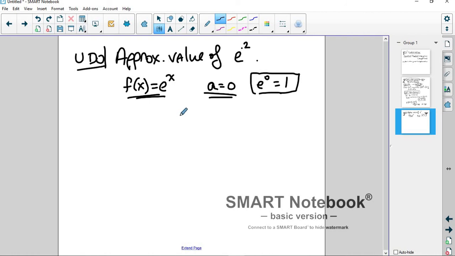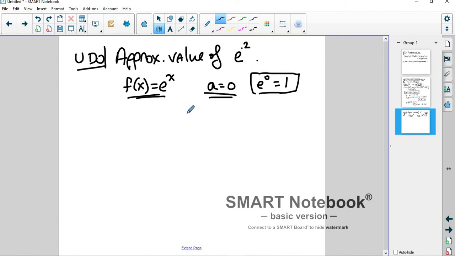So take a few minutes, hit pause, go through the process. If you need to go back and look at the previous one as an example, go for it, and we'll work through it together. But go ahead and give this a shot. Find the tangent line first, and then approximate.